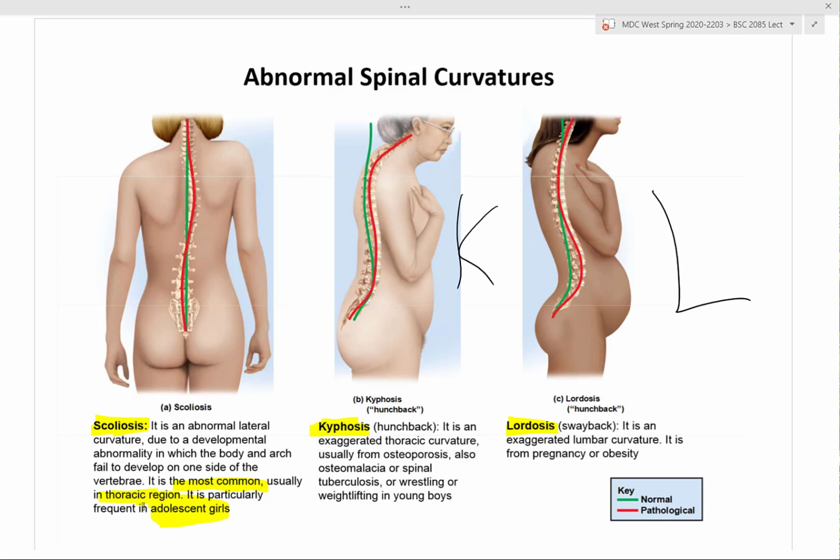Kyphosis is like the hunchback, or the way I like to remember is it looks like a K. So that kyphosis is an exaggerated curvature, and most likely from osteoporosis. So elderly individuals tend to take on this one.